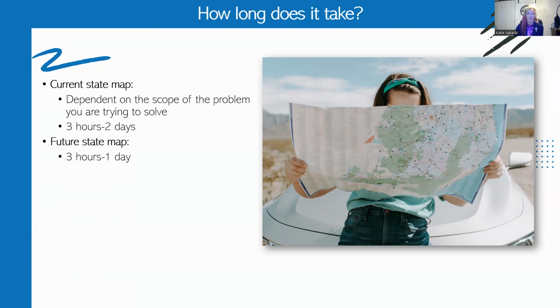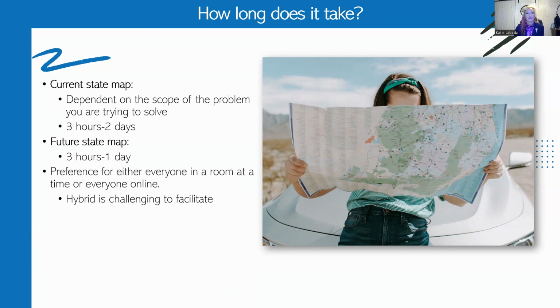A future state map during a Kaizen event can take anywhere between 3 hours to a day to complete. My preference personally is for everyone to either be in a room at one time and do it physically or be virtual. Hybrid is very difficult to do. We don't really have the tools quite yet to allow us to be able to draw on a whiteboard on a wall and have a camera pick up what we're actually doing.